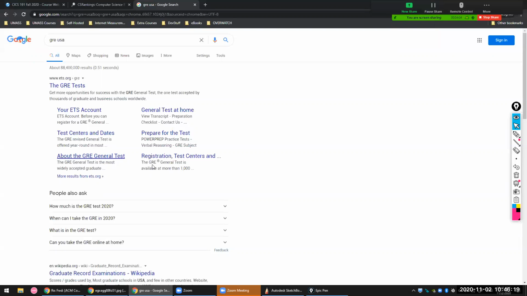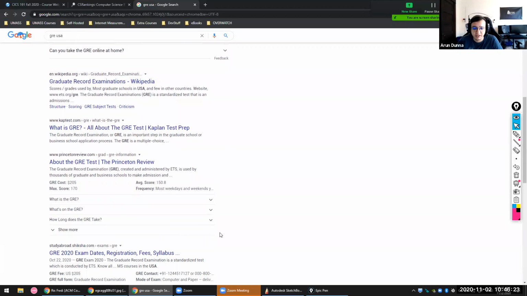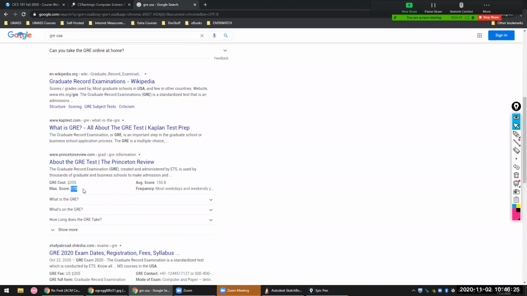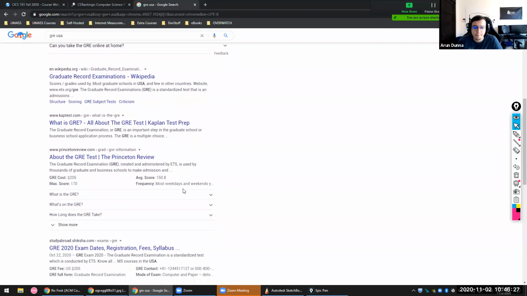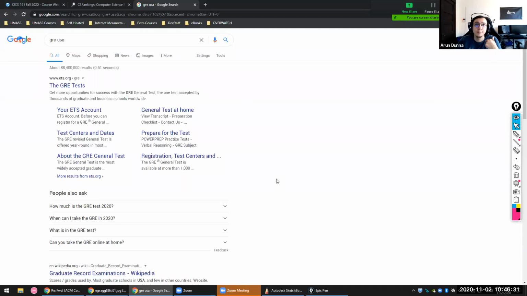At least I believe there are 3 areas of testing. So it's out of a score of 170 for each of those areas, and it's basically you have math, I think it's verbal reading, and then you have a writing portion. And the writing portion is scaled like 0 to 6 or something like that. But basically you have, I think, quantitative reasoning, verbal reasoning, and then analytical writing.